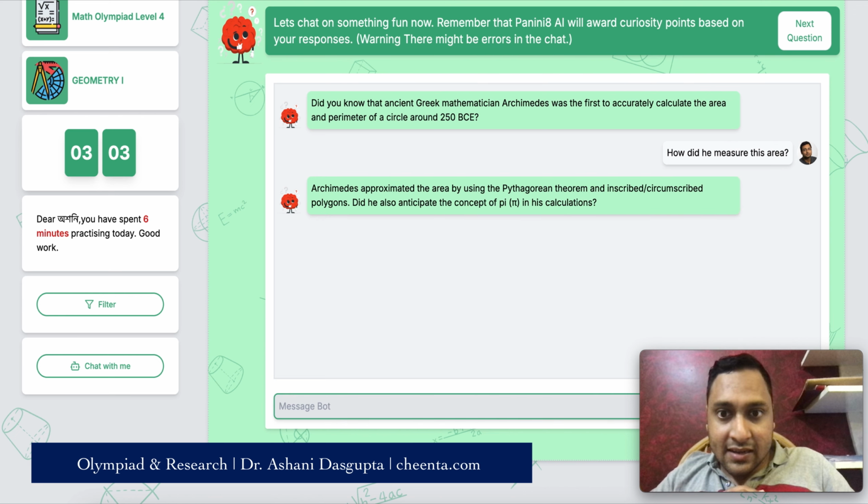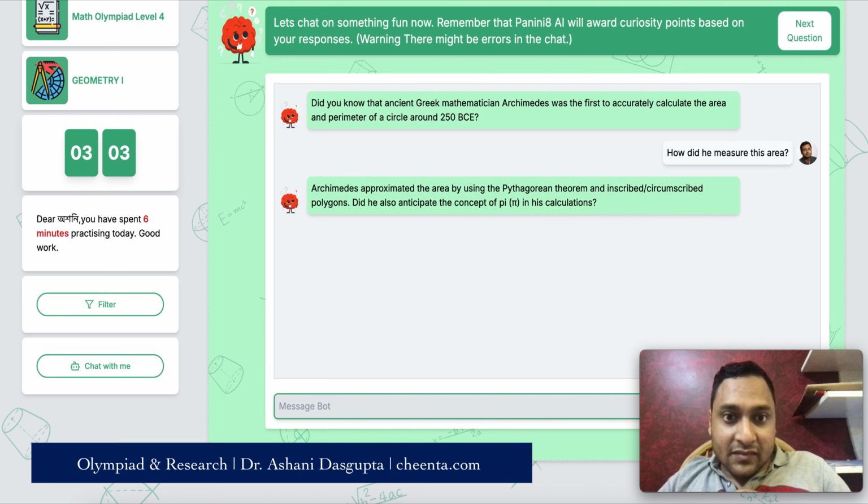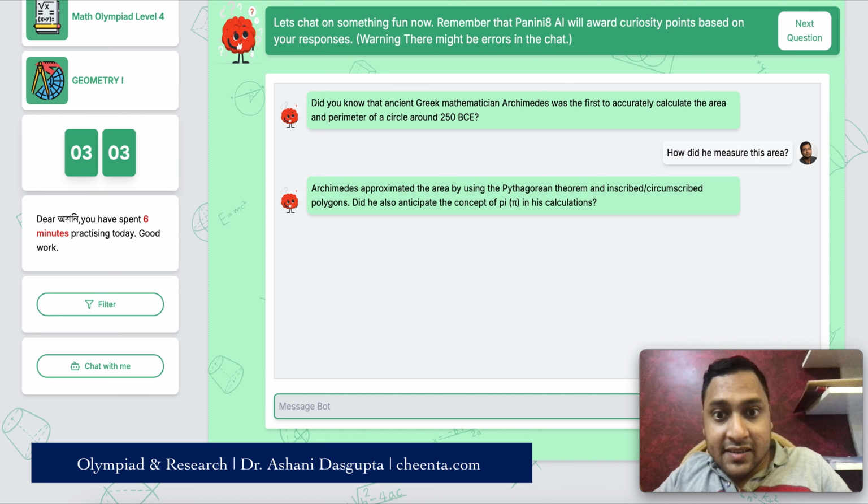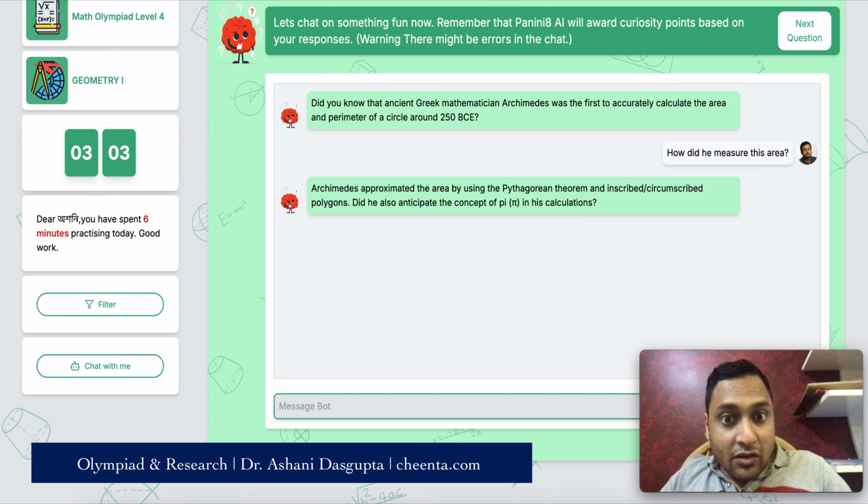Let's say I put something like that. So Archimedes approximated the area by using the Pythagorean theorem and inscribed and circumscribed polygons. Did he anticipate the concept of pi in his calculations?